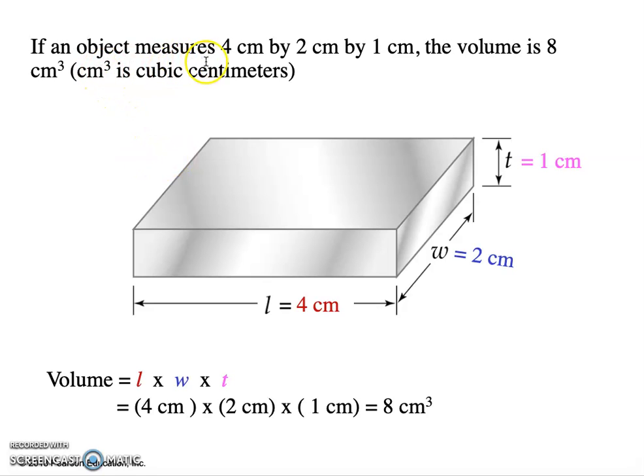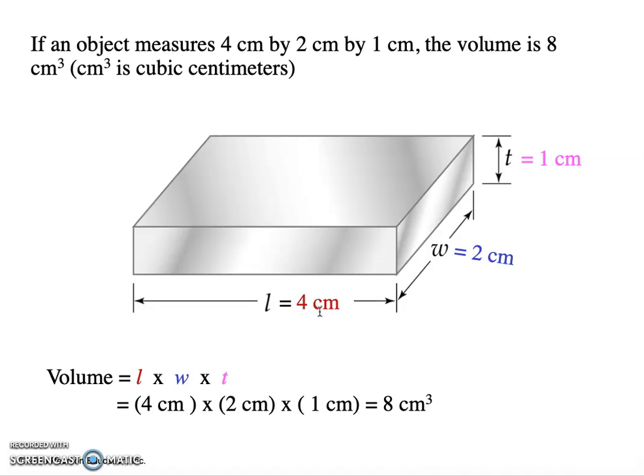If an object measures 4 centimeters by 2 centimeters by 1 centimeter, the volume is centimeter cubed, or 8 cubic centimeters. You see here in this box, the thickness is 1 centimeter, the width 2 centimeters, and the length 4 centimeters. They all have the same unit, centimeter. Like I said in the previous slide, they must have the same unit. So when you multiply centimeter by centimeter by centimeter, you get a cubic centimeter.